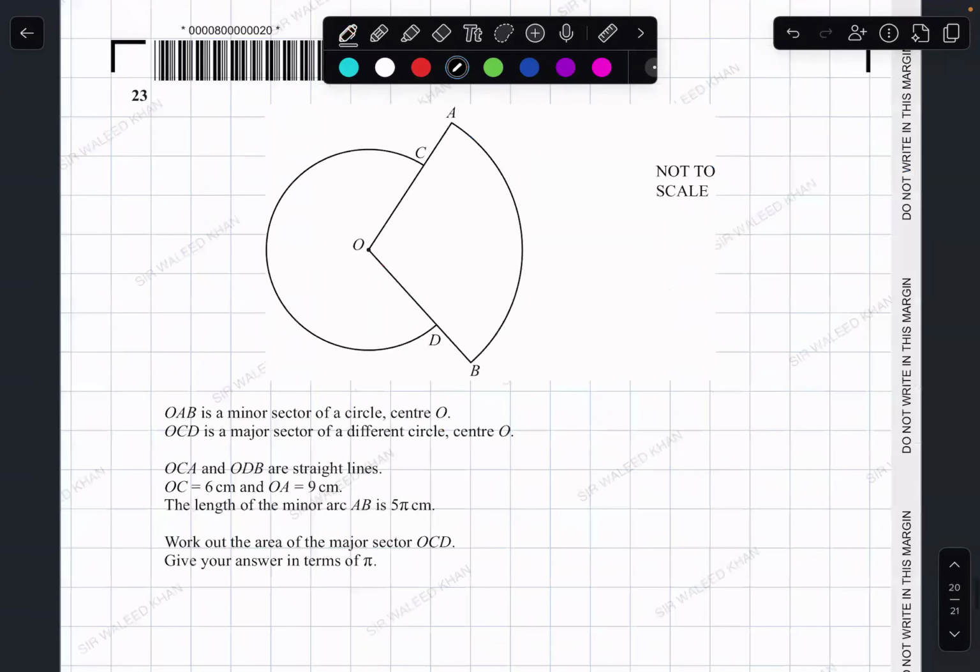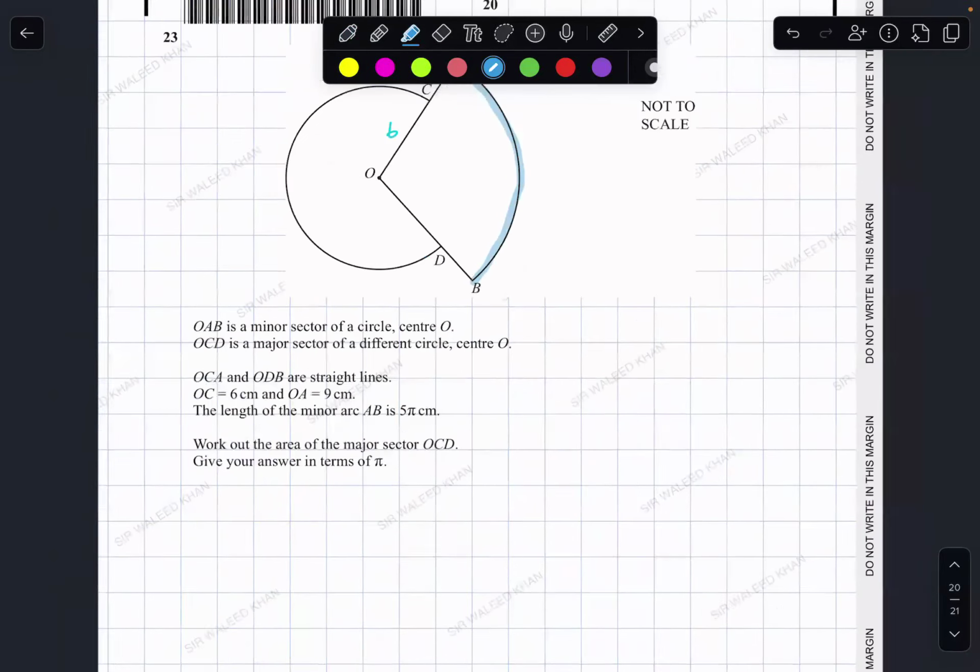Next, question number 23, the last one for today. OAB is a minor sector of a circle, center O. OCD is a major sector of a different circle. These two are different circles, right? OCA and OD. OC is 6 centimeters, so I'm just going to mark it 6, and this is 9, so this is 3. The whole is 9. The length of the minor arc AB is 5 pi. Work out the area of the major sector OCD.